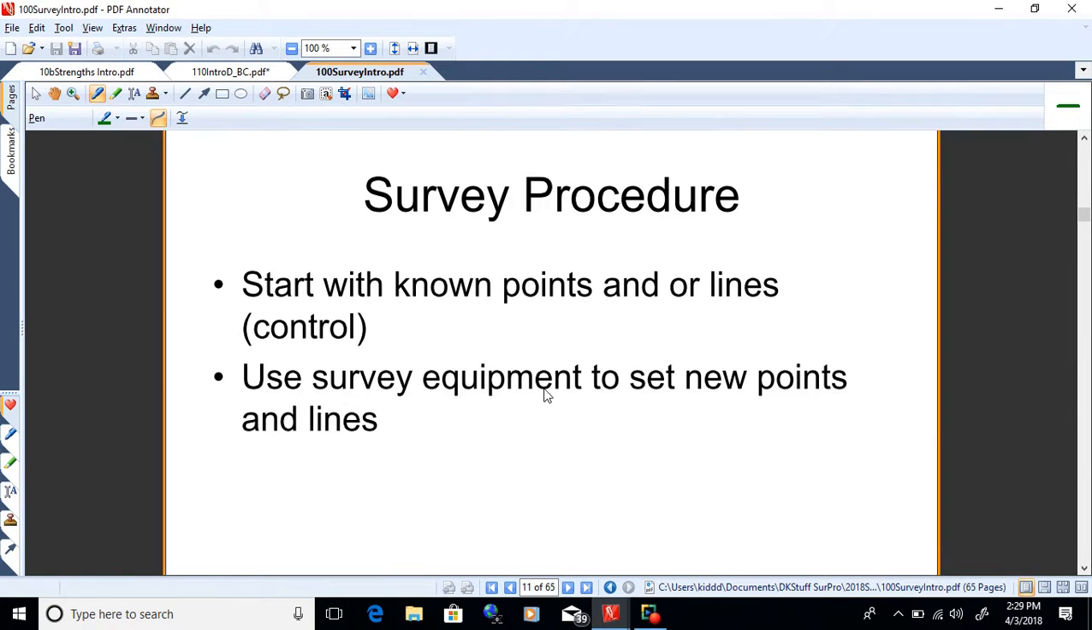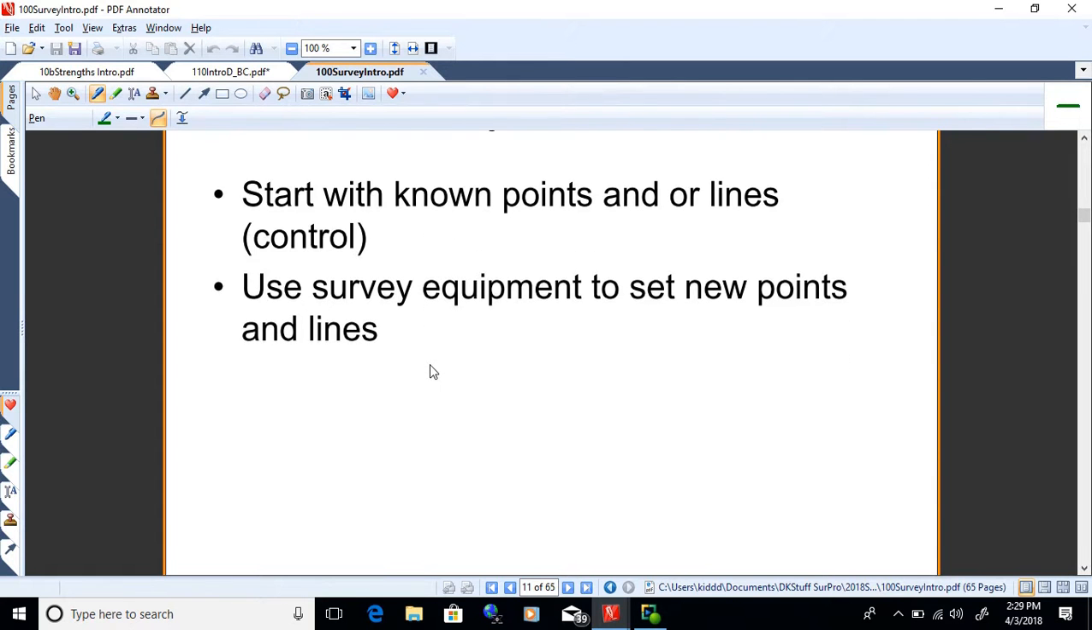Once we can establish our location using control, then we can use our survey equipment to set new points and lines, okay? But there's always this element of finding control and using it to establish where you are, okay? And there's lots of ways to do that, but that's always a step that you have to start with, okay?